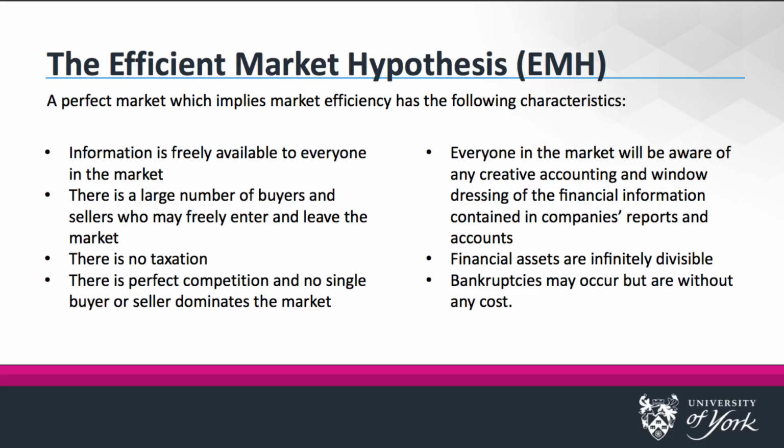In terms of financial markets, the term efficiency generally refers to pricing efficiency. A perfect market, which implies market efficiency, has the following characteristics. Information is freely available to everyone in the market. There is a large number of buyers and sellers who may freely enter and leave the market. There is no taxation. There are no transaction costs. There is perfect competition, and no single buyer or seller dominates the market. Everyone in the market will be aware of any creative accounting and window dressing of the financial information contained in companies' reports and accounts. Financial assets are infinitely divisible. Bankruptcies may occur but are without any costs.